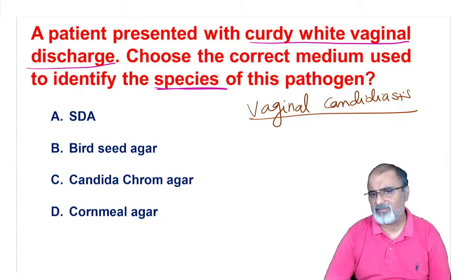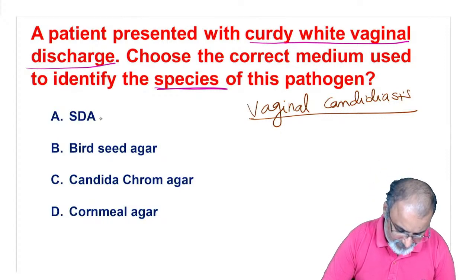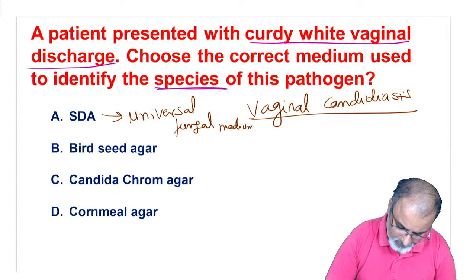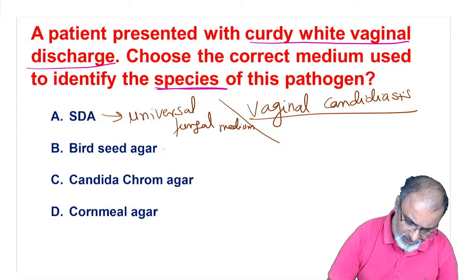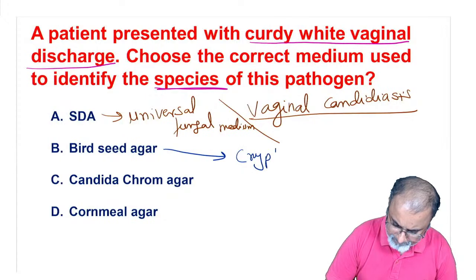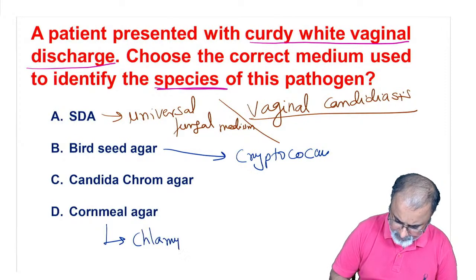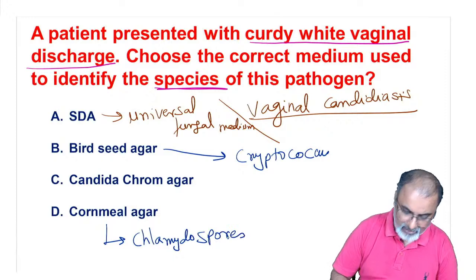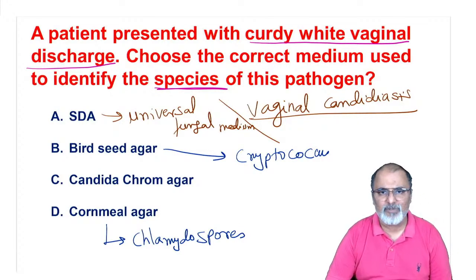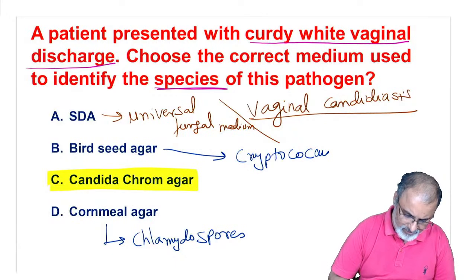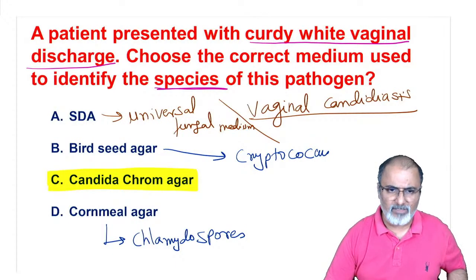Medium used to identify Candida species. See, Sabouraud dextrose agar is a universal fungal medium. Bird seed agar we use specifically for Cryptococcus. Cornmeal agar to demonstrate chlamydospores. And if you want to identify the species, there is a special medium called Candida chrome agar. Different species produce different colors. We call it Candida chrome agar.